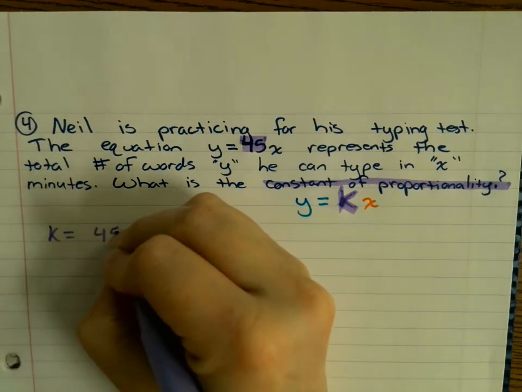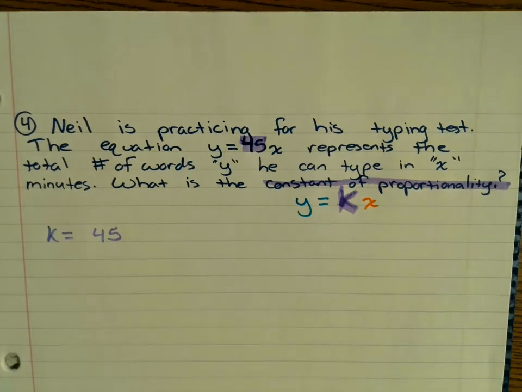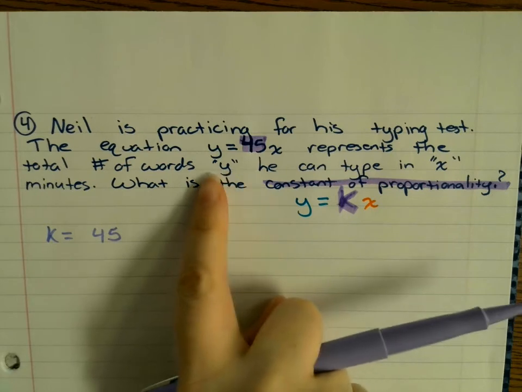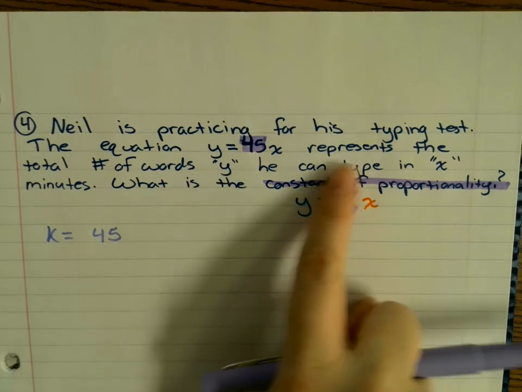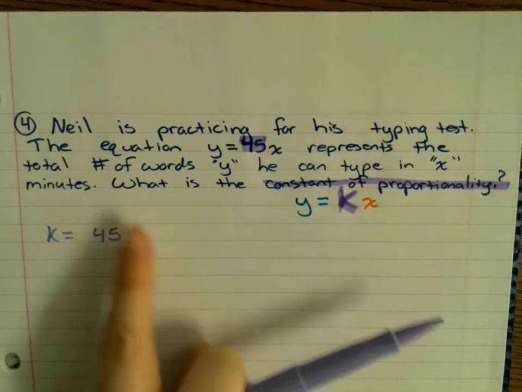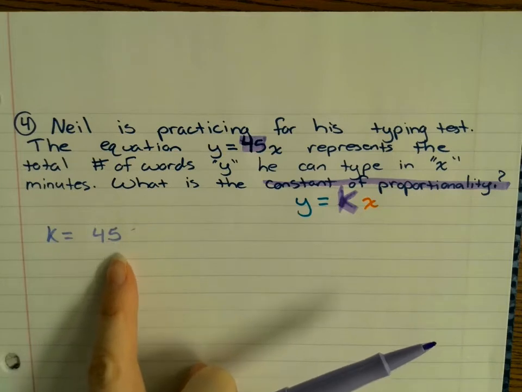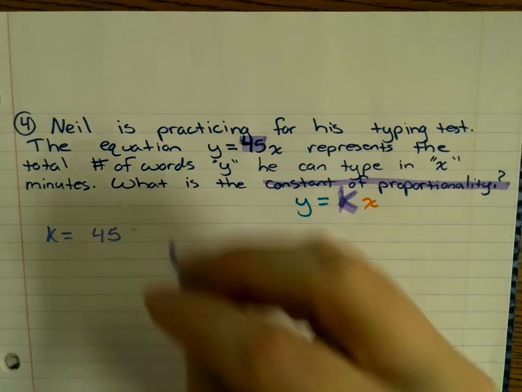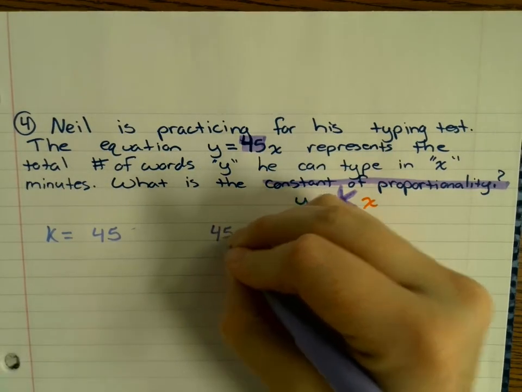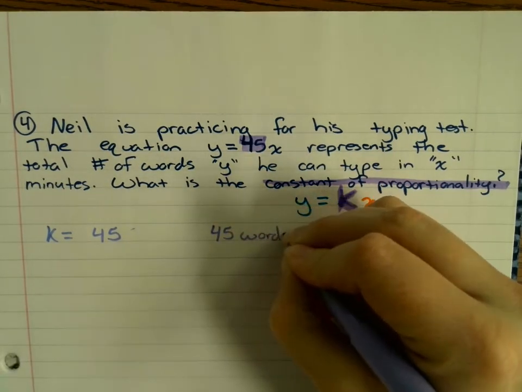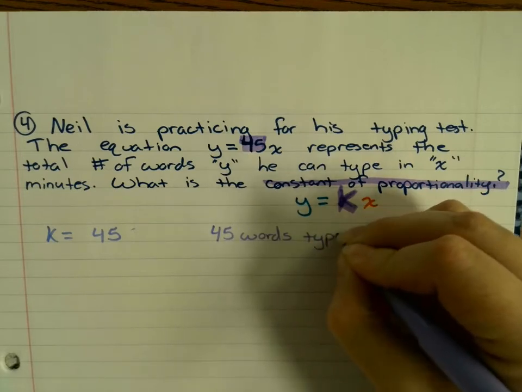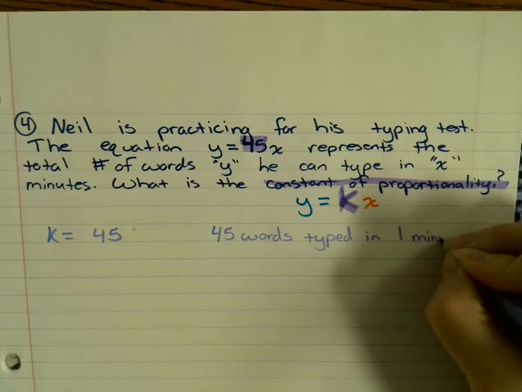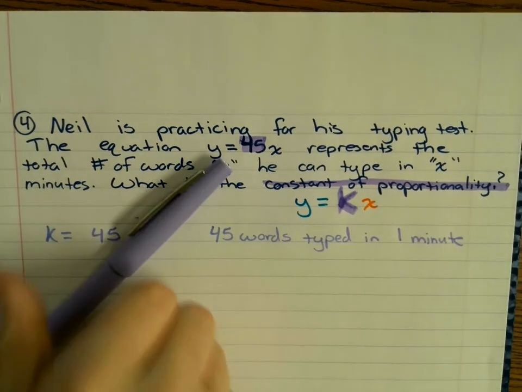Now, relating it back to context, it's 45 words typed in 1 minute, because it's technically 45 over 1, right? So it's 45 words typed in 1 minute. So that's what we're going to write down: 45 words typed in 1 minute. There's our answer.